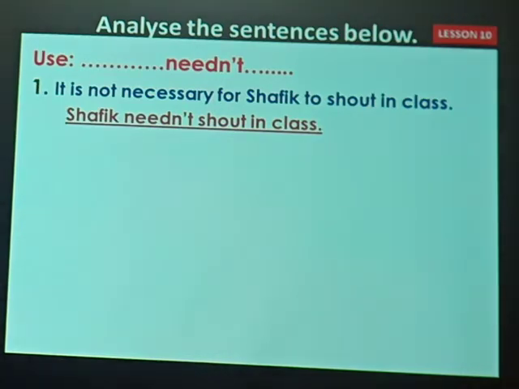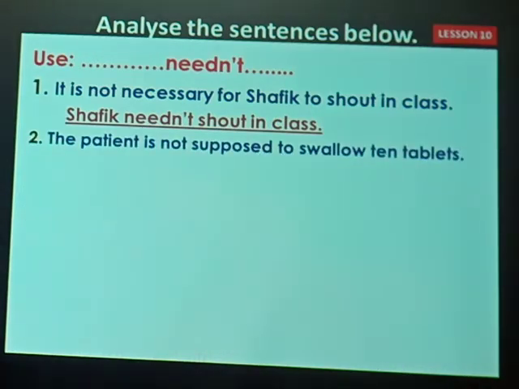Remember, here we are using needn't. So the answer should be, Shafiq needn't shout in class. I hope you have captured that. We need to have a look at the second example. The patient is not supposed to swallow 10 tablets.